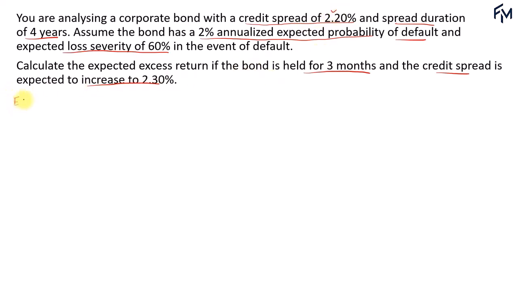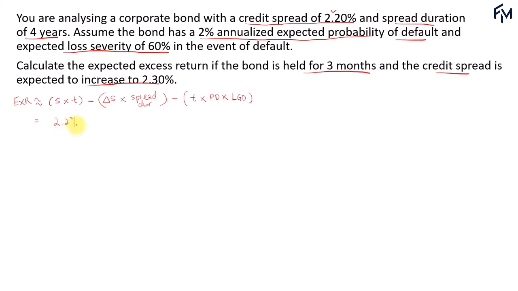So the formula for the excess return is approximately equal to the spread of the bond multiplied by the holding period, minus the change in the spread of the bond multiplied by the spread duration of the bond. And then we subtract the expected loss for the holding period. So we'll take the holding period T times the probability of default times the loss severity, or the loss given default. So based on this case, the spread currently is 2.2%.